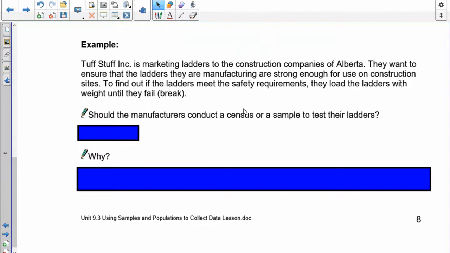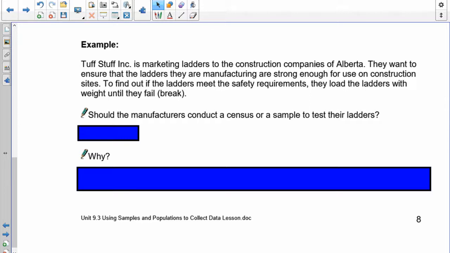Tough Stuff Incorporated is marketing ladders to the construction companies of Alberta. They want to ensure that the ladders they are manufacturing are strong enough for use on the construction sites. So, to find out if a ladder meets the safety requirements, they load the ladders with weight until they fail and they break. So here's the first question. Should the manufacturers in Tough Stuff Incorporated do a census or should they do a sample, and then tell me why? So pause the recording and do that.